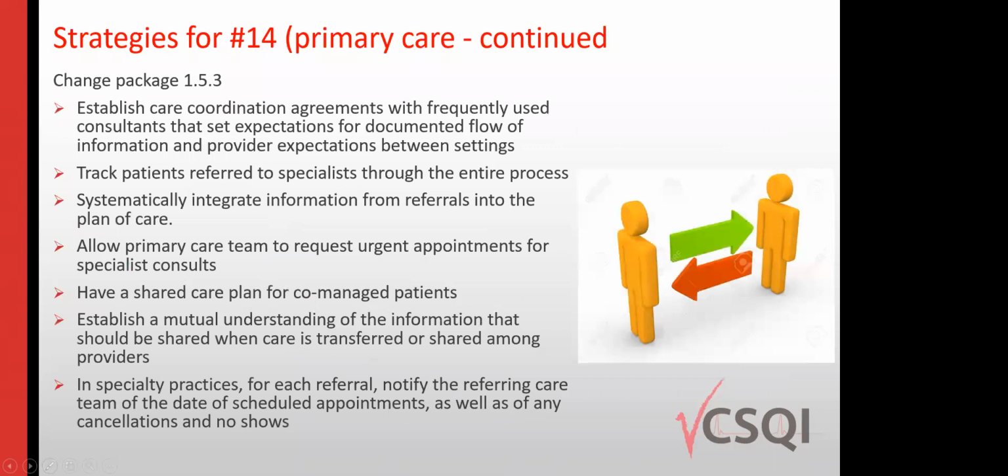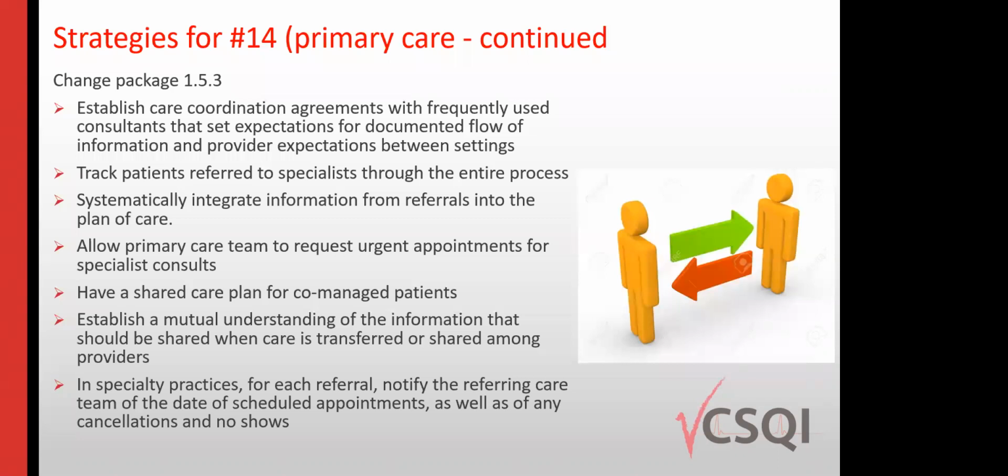And then additional items, again, establish care coordination agreements with the consultants that you work with most frequently. Track your patients within the different specialties that you refer to, and follow them to the best of your ability through the entire process, and at least work with those specialists to make sure that there's a process in place for them to close the loop with you, the primary care practice. Integrate information from referrals into the plan of care. Fourth, allow the primary care team to request urgent appointments for specialist consultants.